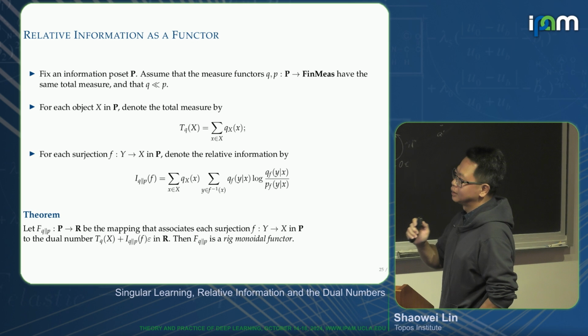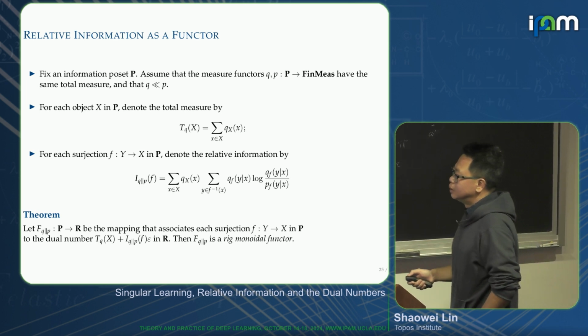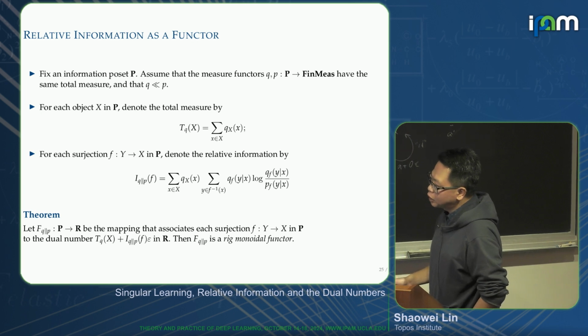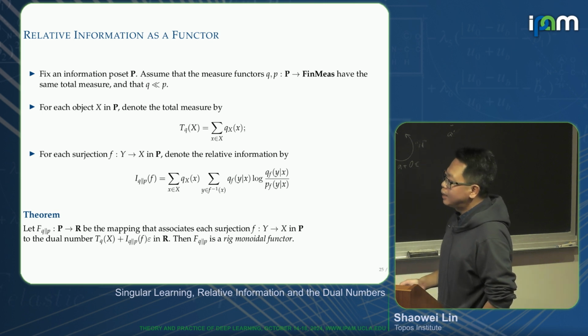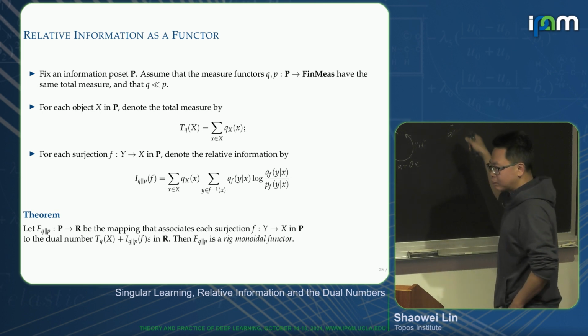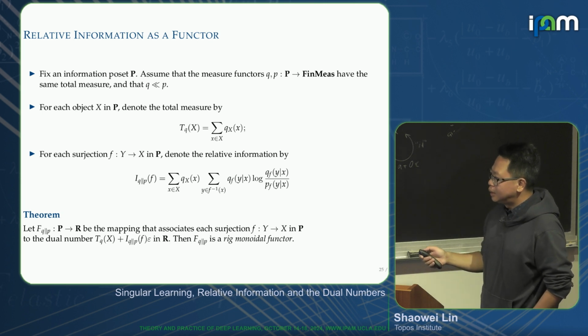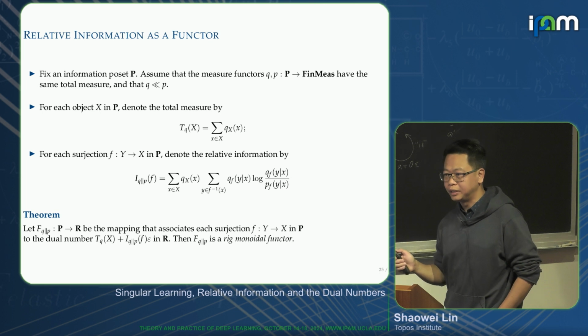I'm going to skip this part. Given that there is a rig structure on our random variables, I'm going to call the category of random variables with their conditional maps and rig structure P, and the category of the dual numbers R, and I'm now going to construct a very special functor between these two categories.